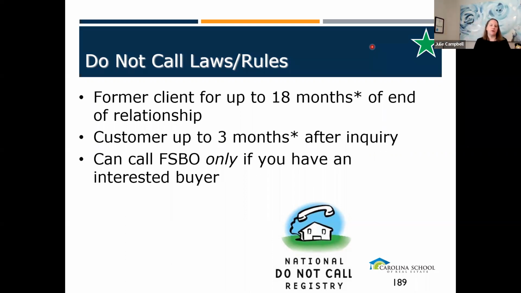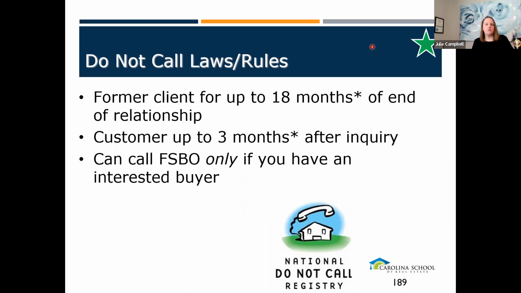If you got a soft inquiry from a consumer, maybe they came into your open house and put their phone number down on your open house sign-in sheet, or maybe they hit you up on your website and left their phone number that way. If they provide you with their phone number, even if they're on the do not call, we can call them for up to 3 months because they gave you their phone number. So we can call them for up to 3 months or until they tell me to stop calling. Anytime they tell me to stop calling, we've got to honor that request. That's what the little asterisks mean. Up to 18 months or up to 3 months or until they tell us to stop calling.